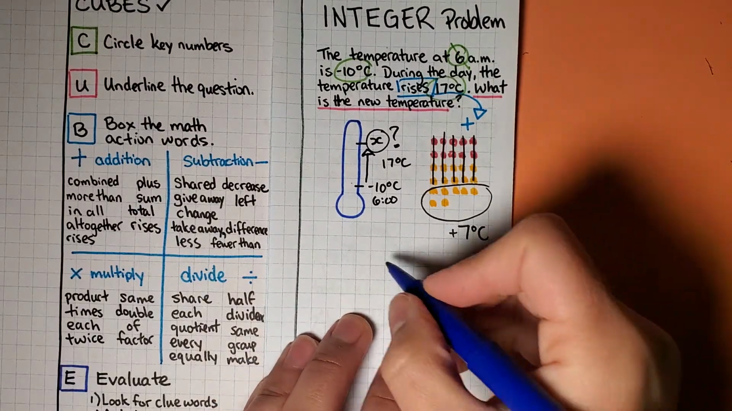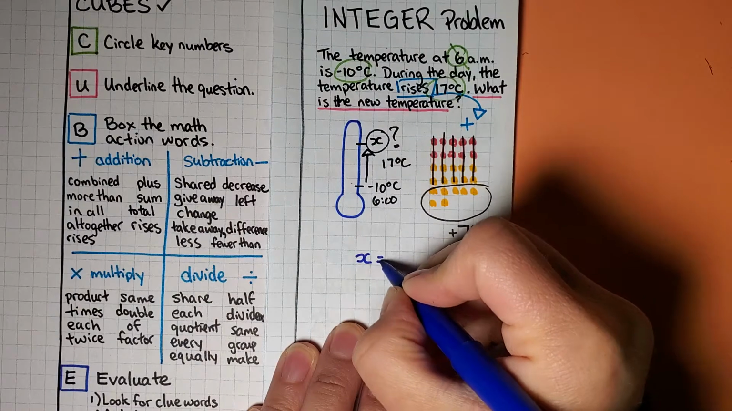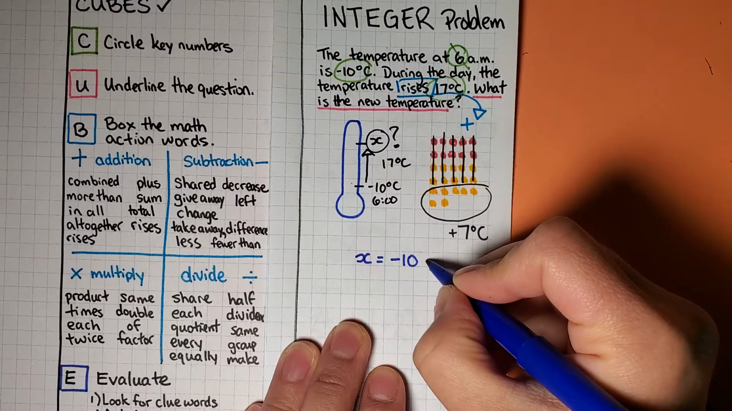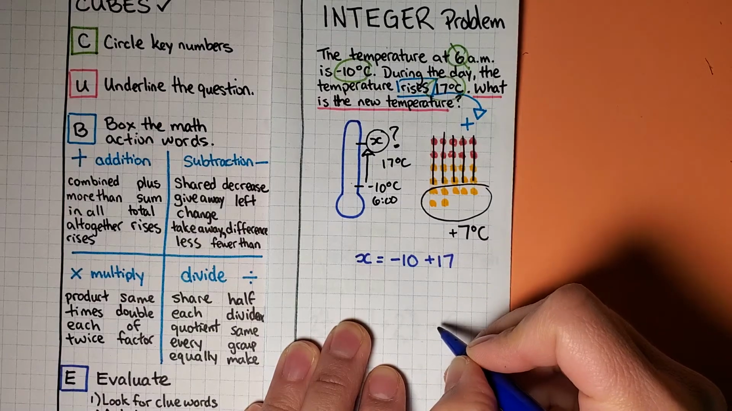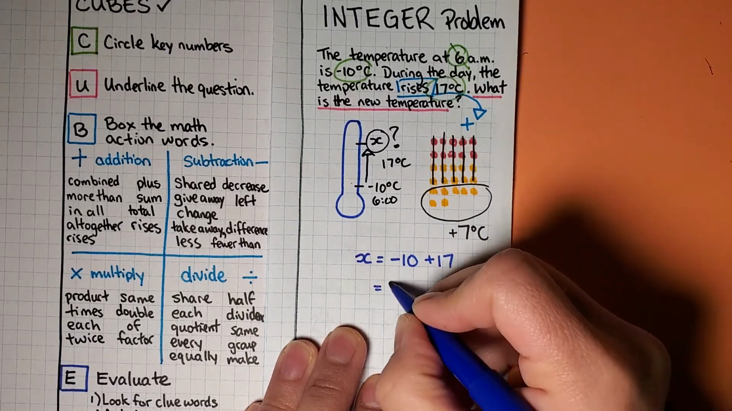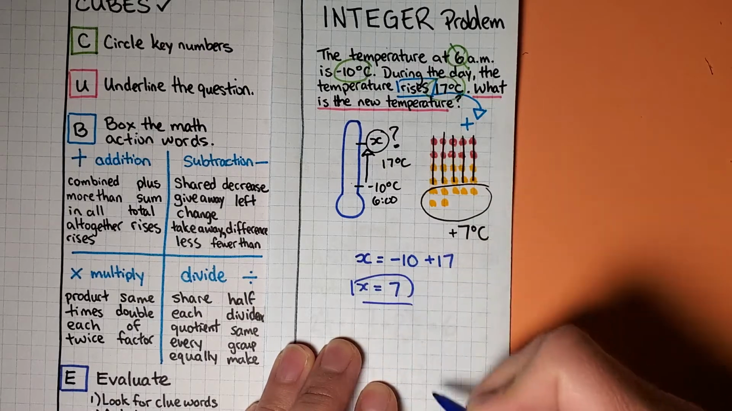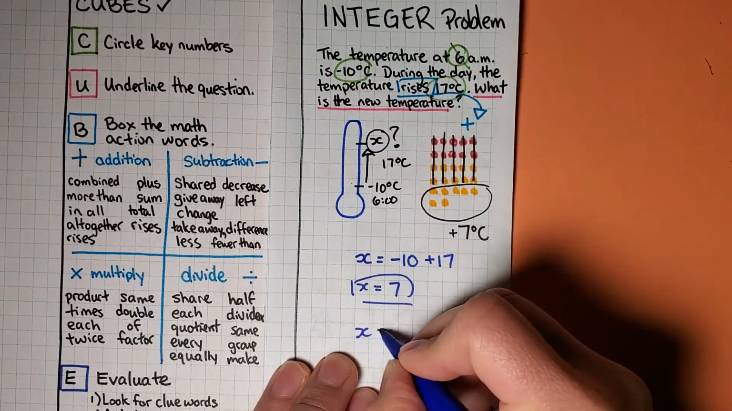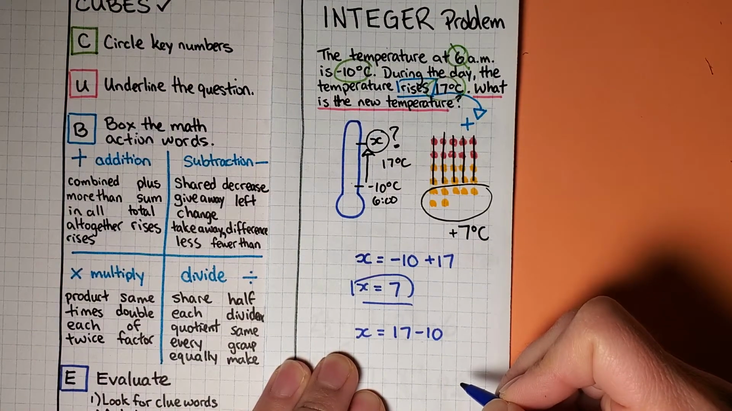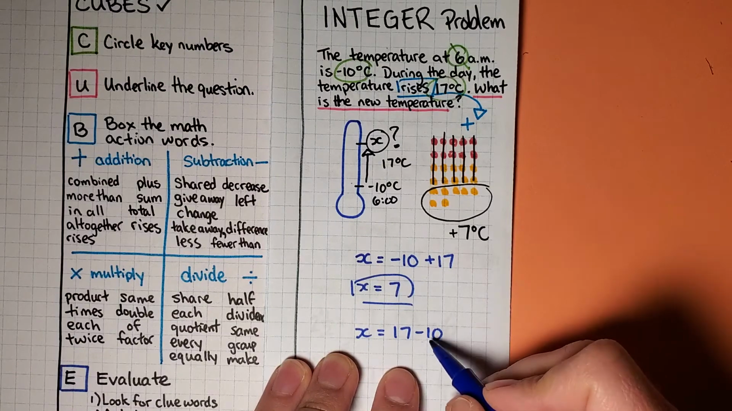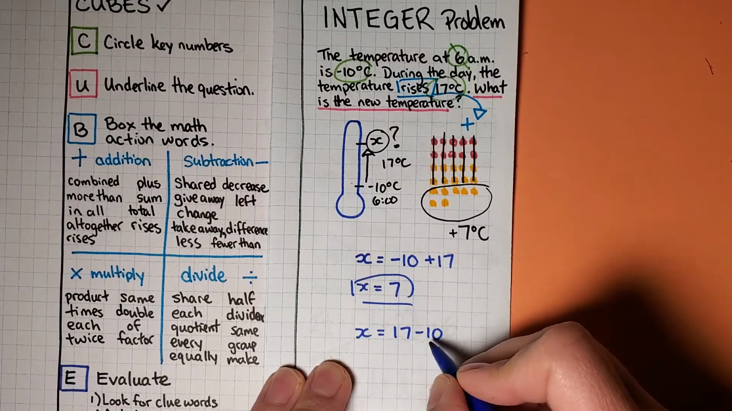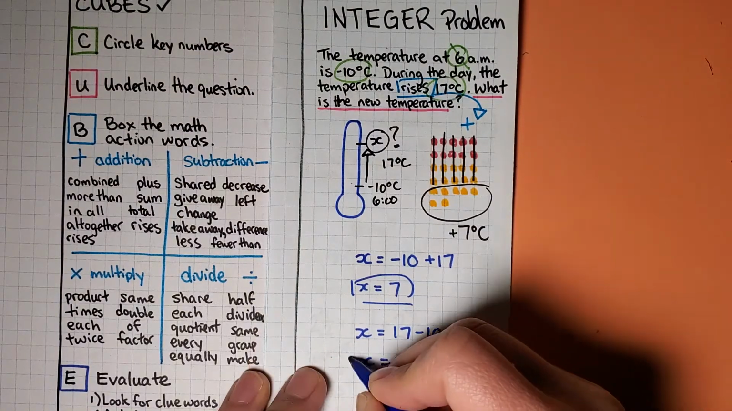All right. And let's also make a number sentence. So x, what we're trying to figure out, is we started with negative 10 degrees, and then we added 17. So negative 10 plus 17 is 7. Or if you want to rewrite it a different way, 17 minus 10, these two things are the same. I just rearrange the numbers, but this negative stays with the 10. Then 17 minus 10, we get the same answer.